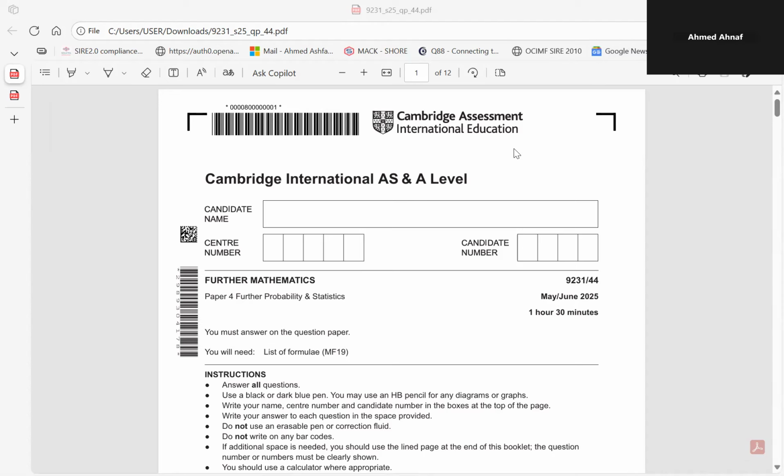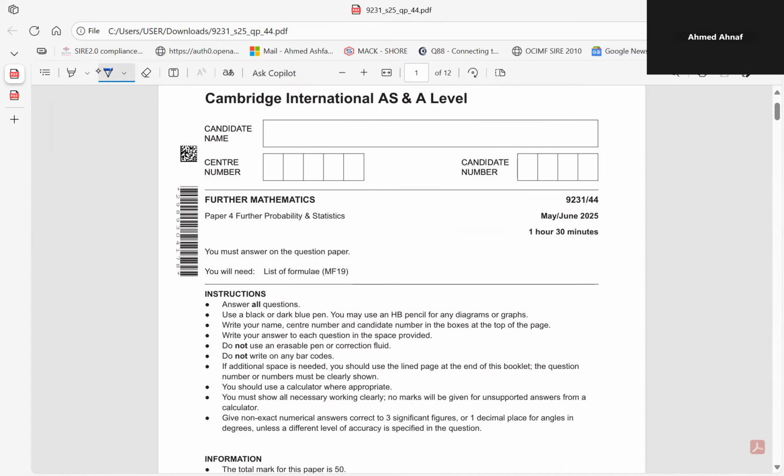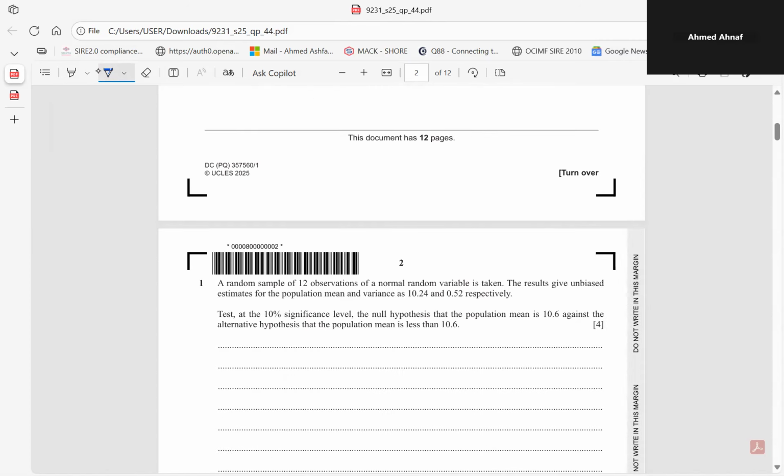And in this video, we'll be solving the A-level maths 9231 paper 44, for probability and statistics, 2025. This paper is an hour and 30 minutes, so let's head on to the first question and finish within the time.